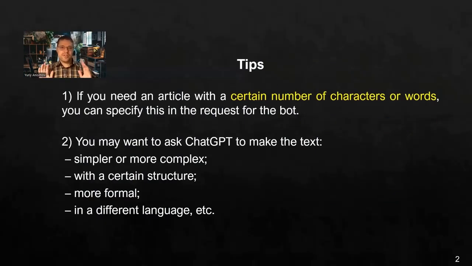So if you are going to write an article and you want to write, of course, a good article, then you need to give a specialized prompt. For example, if you want an article with a certain number of characters or words, then you can specify that in your request. If you want to make your text simpler or more complex, with a certain structure, formal, informal, in a different language, whatever, then you can also request that from ChatGPT.